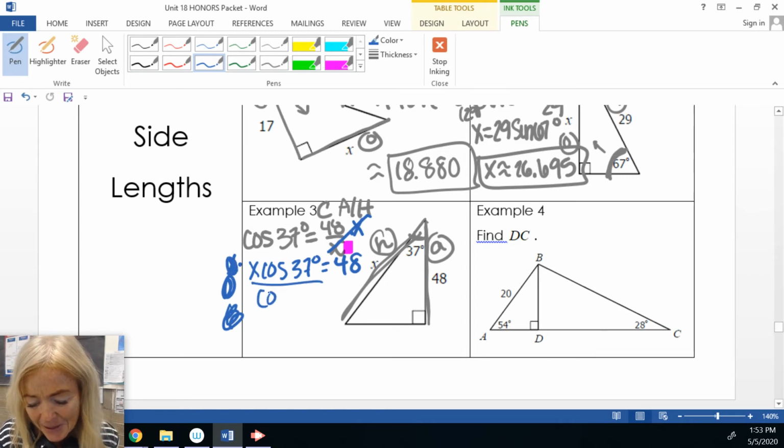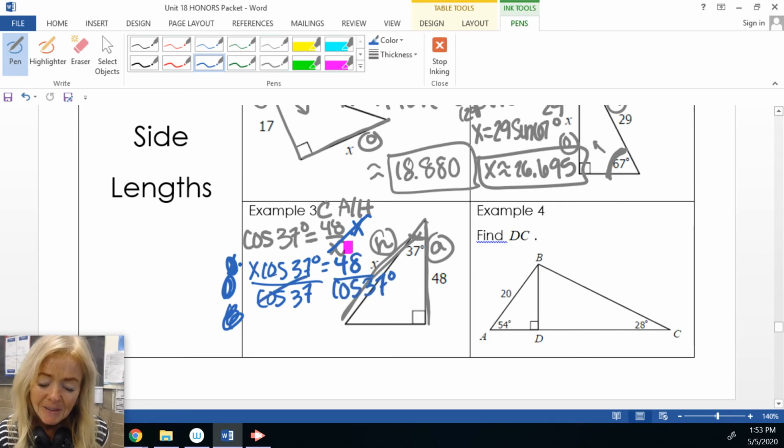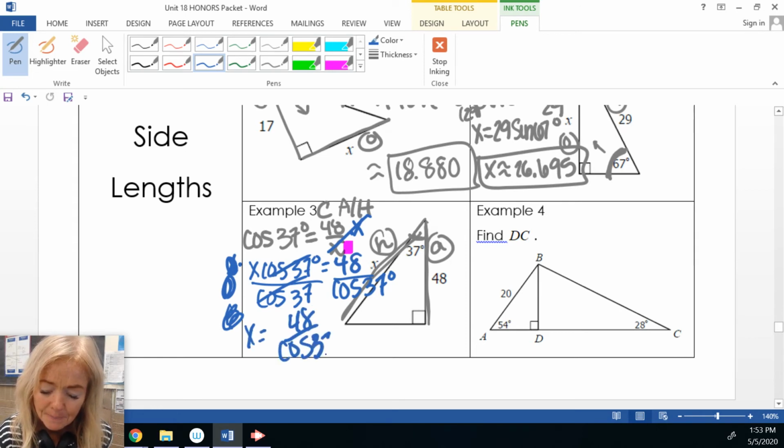Okay, cosine 37 is being multiplied by x. Now, cosine 37 is just a number, so you can just divide by a number. If it's being multiplied, you divide by it, and that undoes the multiplication. So our cosine is gone. Our x is equal to 48 divided by cosine 37.